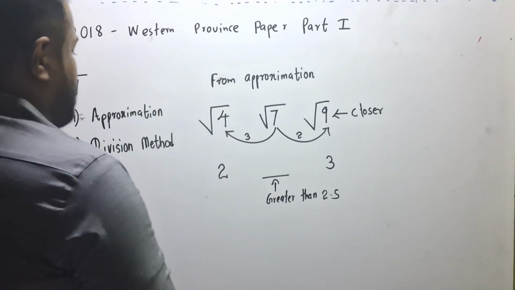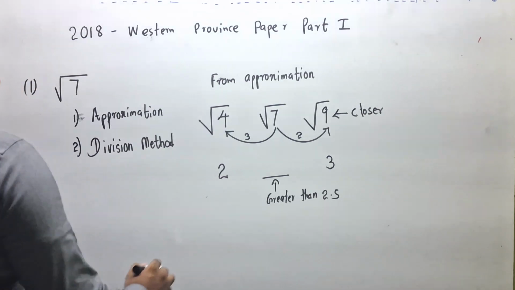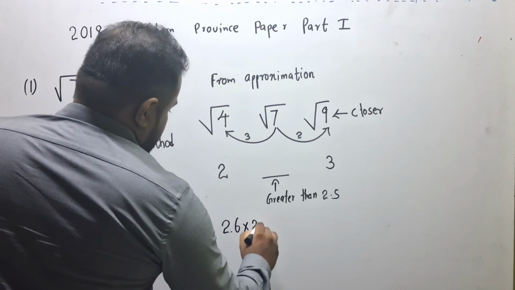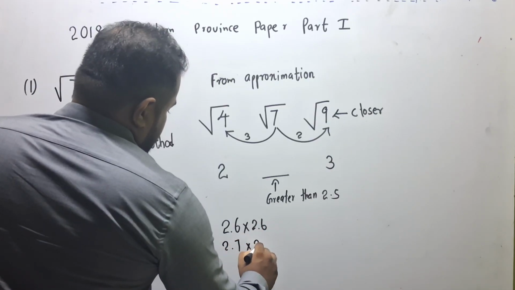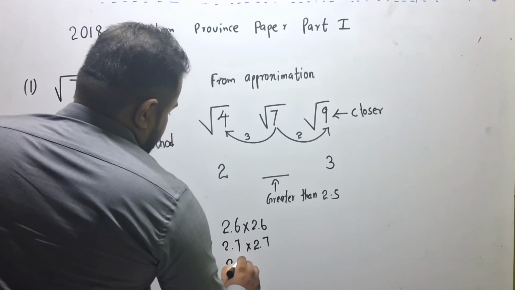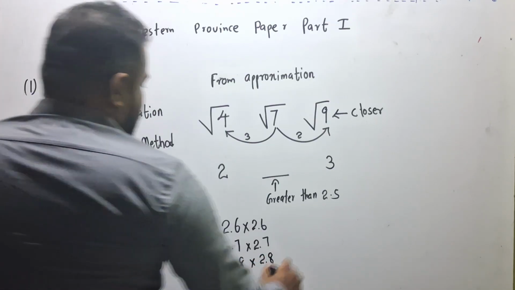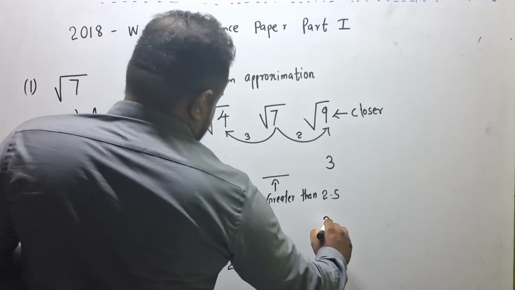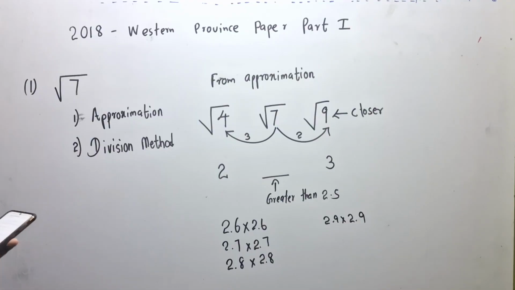Okay. So the values we will check are 2.6 times 2.6, 2.7 times 2.7, 2.8 times 2.8, and 2.9 times 2.9. Those values. And we will get the closest value. Okay, let's multiply that.